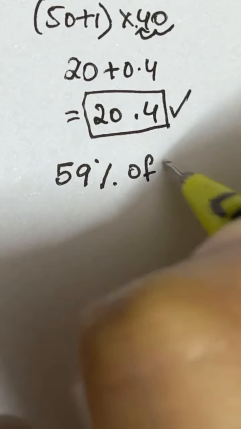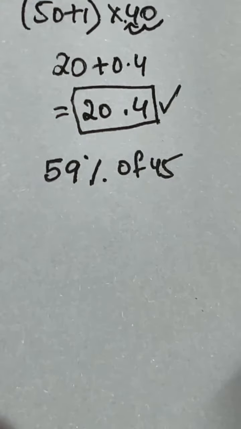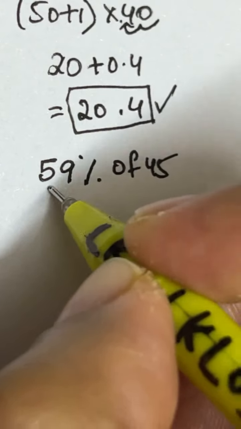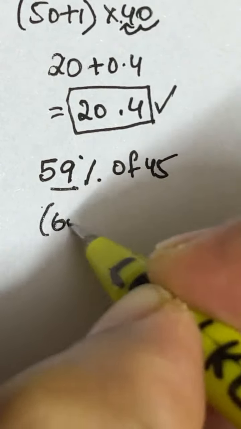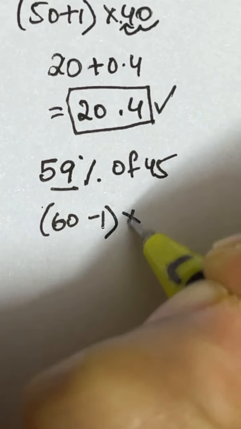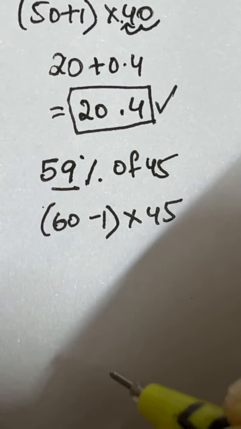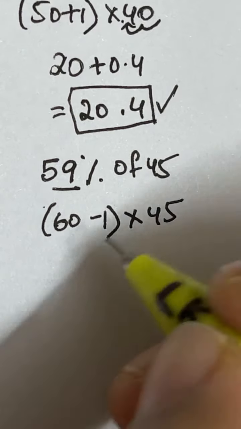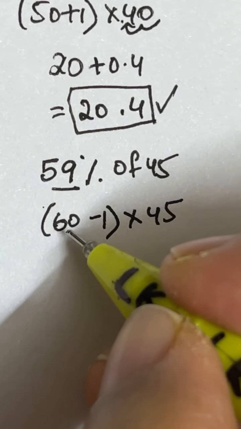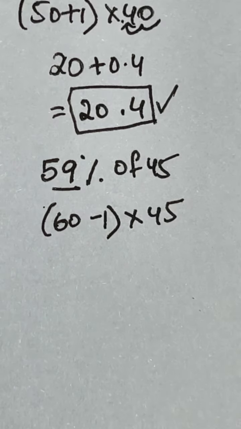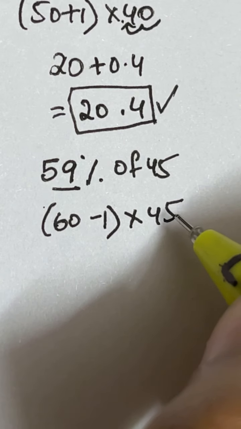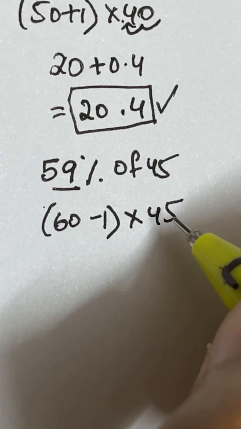Okay, let's see if you have a question like 59% of 45. How would you solve it in the fastest way? You just split that. 60 minus 1 of 45. All right, now it's easier for us to calculate. For 60%, you'll say, oh, we don't know how to find out 60% of 45. So just find out 10% of 45.